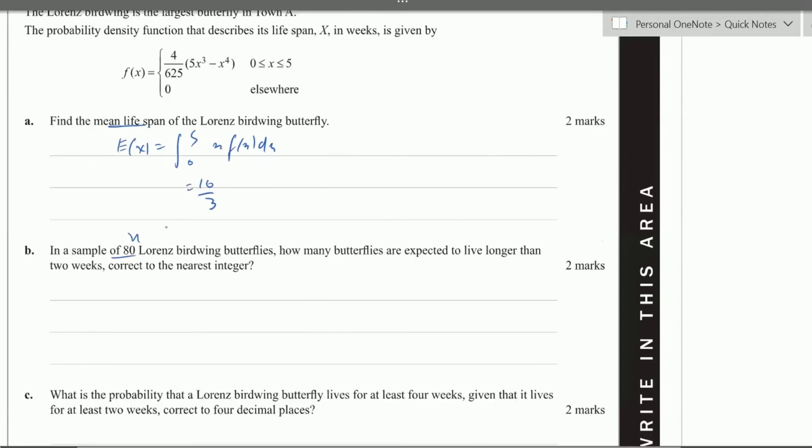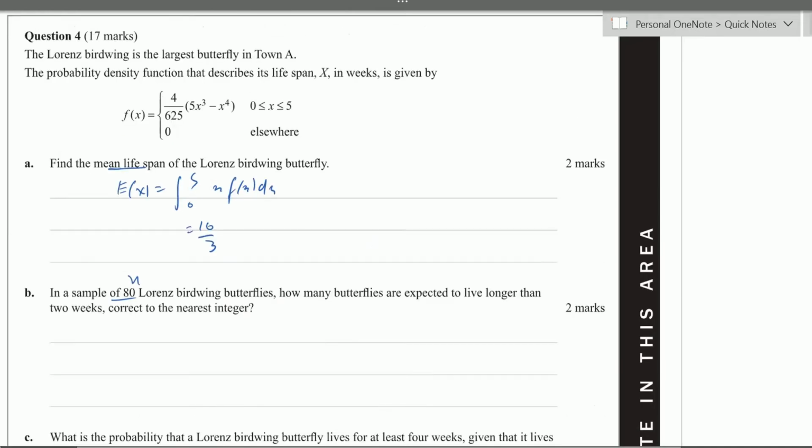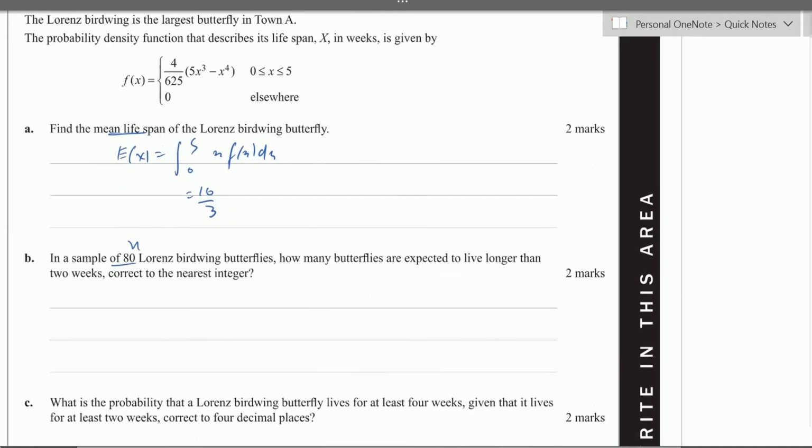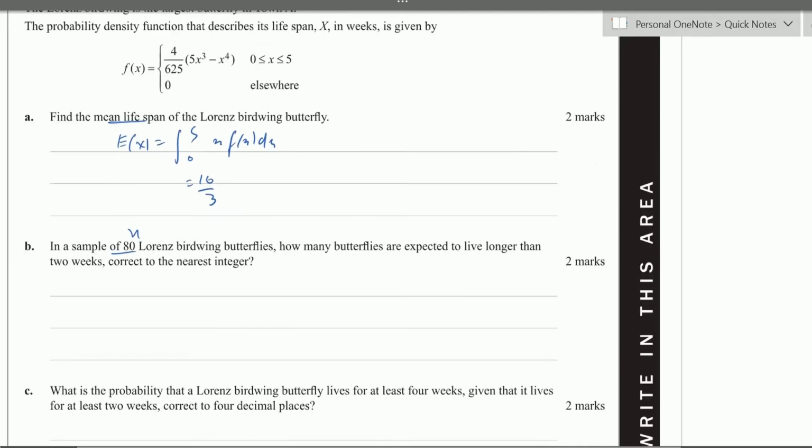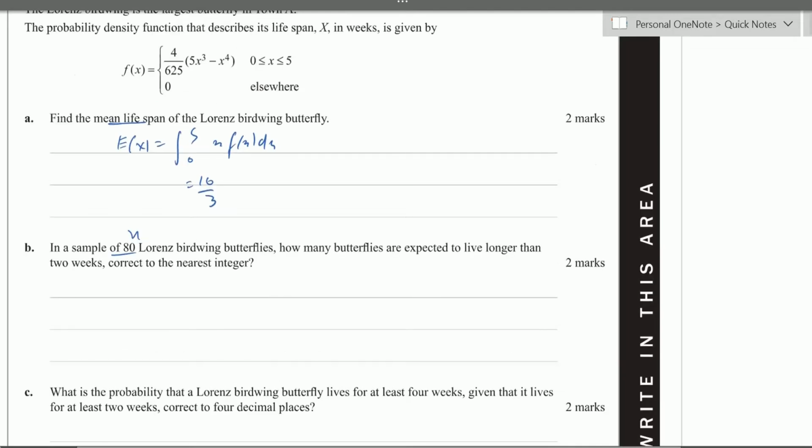Don't get confused by the word sample. It doesn't automatically mean sampling, but usually you can tell, because they'll tell you how much was in the total population and then how much they took out of it. But in this case, they're just saying they had 80 birds, so it's not sampling. So just a normal question with n equals 80. So how many butterflies are expected to live longer than 2 weeks?